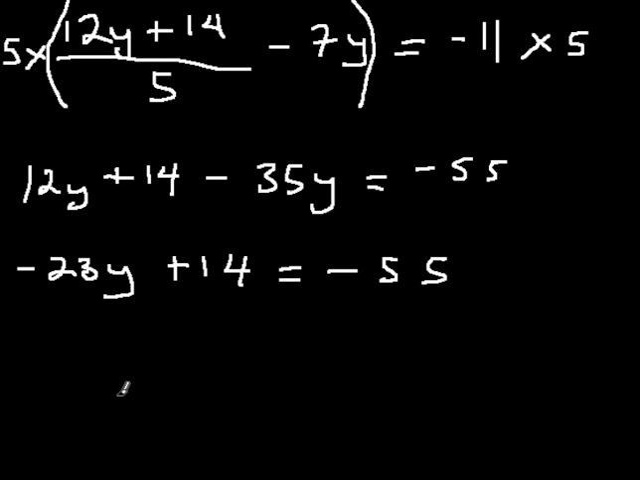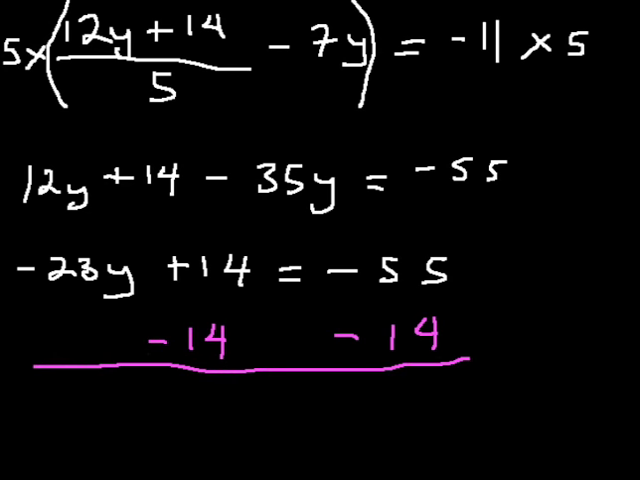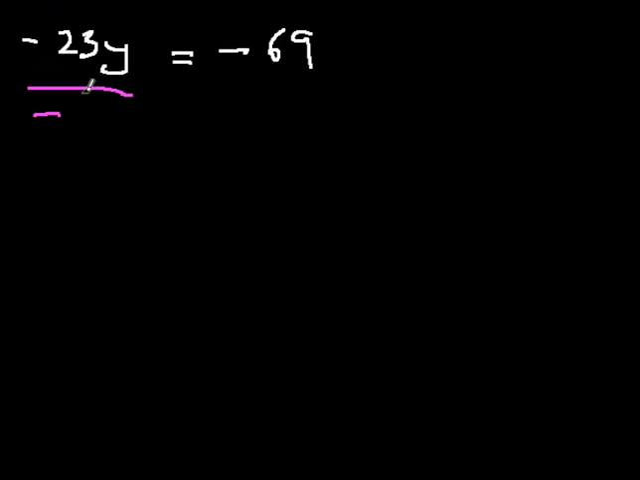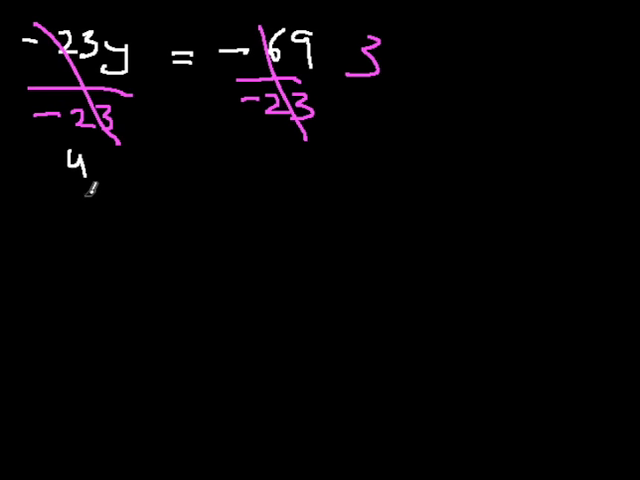And so we're going to subtract 14 from both sides, and the result is minus 23y is equal to minus 69. We're going to now divide both sides by minus 23. And we can see that these cross out, and this results in the value of 3. So now we know that y is equal to 3.